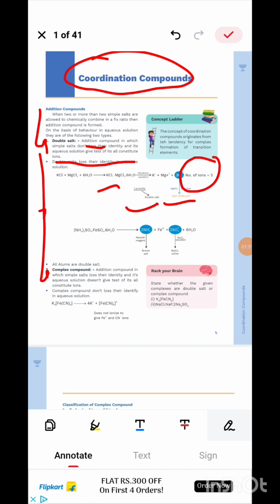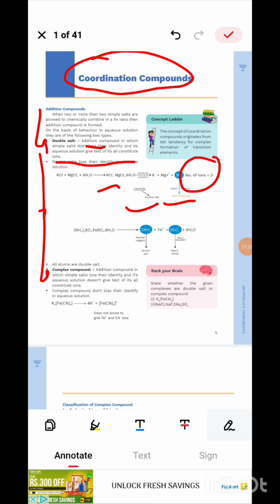Okay, so carnallite is a double salt, and if you dissolve it in aqueous solution, it breaks into its constituents, and those constituents can be identified by using different types of reagents, you can say.